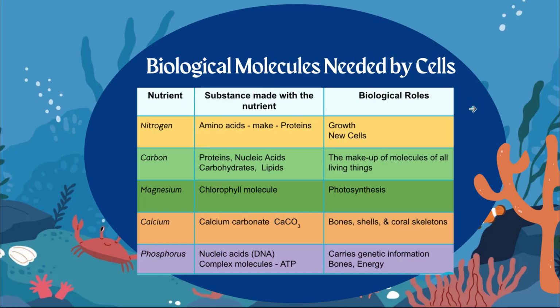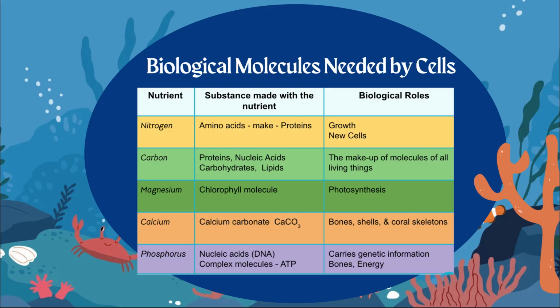Now, why do we need the elements that make up the different macromolecules or biological molecules? Well, the first thing is nitrogen. Nitrogen is used in proteins, so it's used to make proteins, but why is it needed? It's needed for DNA, and it's also going to be needed for chlorophyll. Chlorophyll is a pigment that allows plants to do photosynthesis.